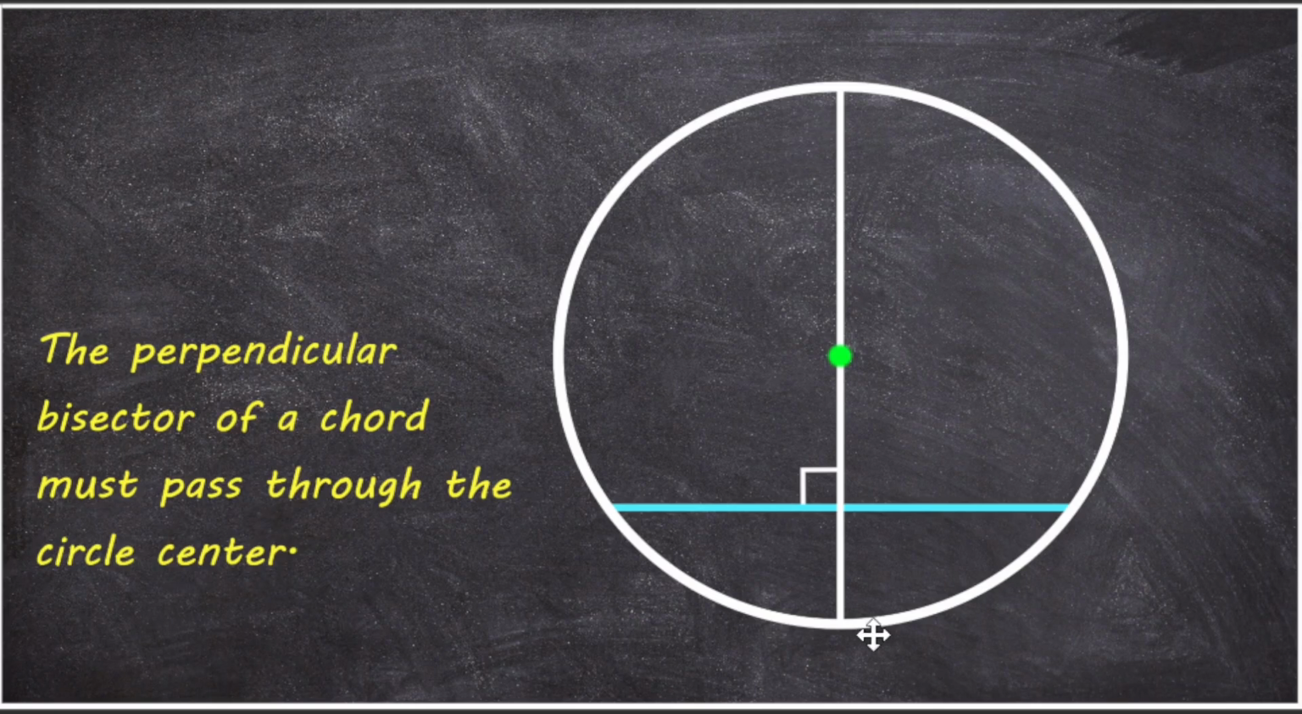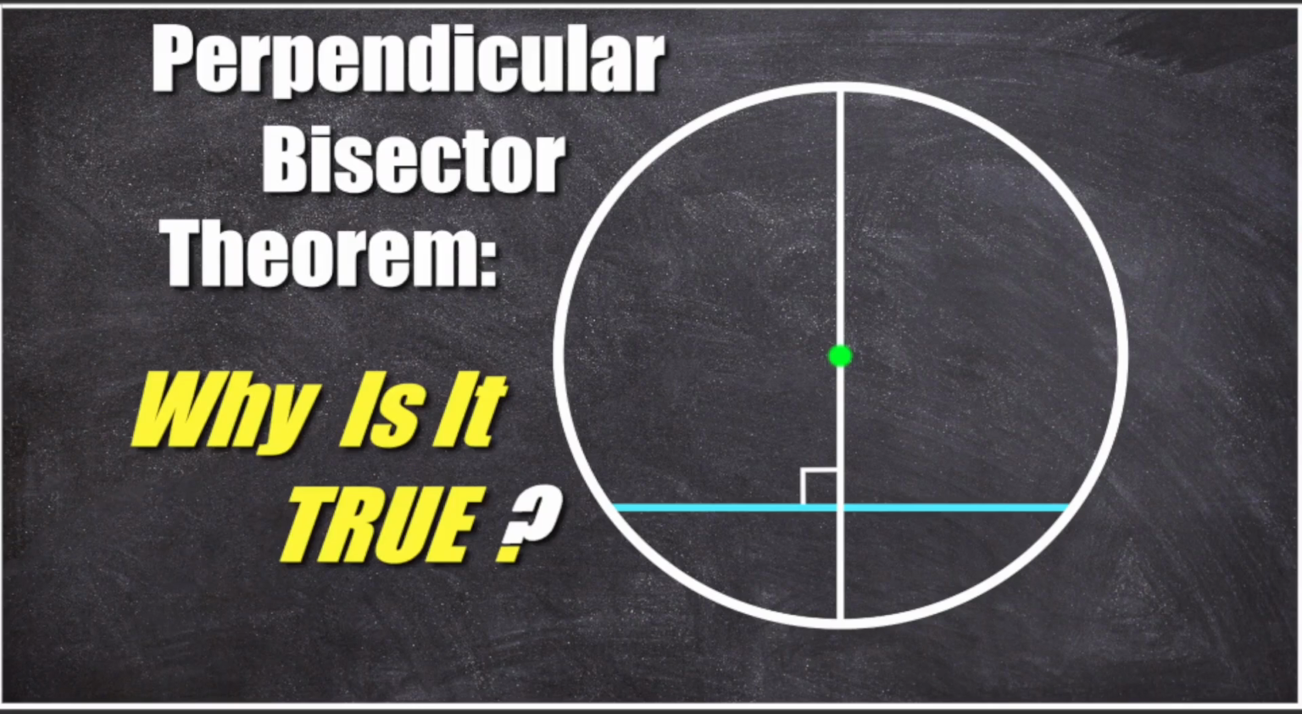But for a perpendicular bisector of a chord within a circle, the lengths of the chord on either side of the perpendicular are equal. The ends of the chord are at the circle's edge, so the perpendicular bisector of the chord is at an equal distance away from the edges, which means that it must be passing through the circle center. And with that, we've shown why the perpendicular bisector theorem is true.